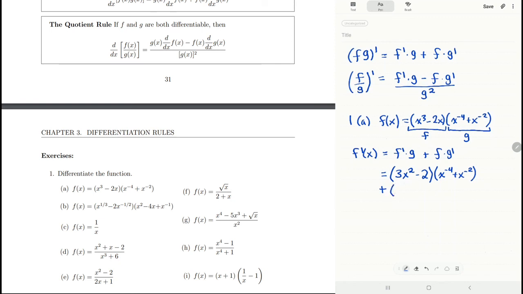So our f is x cubed minus 2x, and this is multiplied by g prime, and so we have negative 4 times x to the negative 5 minus 2x to the negative 3. So we multiply the exponents in front and then subtract 1 from the exponents. And so the derivative of f of x is given by this formula.